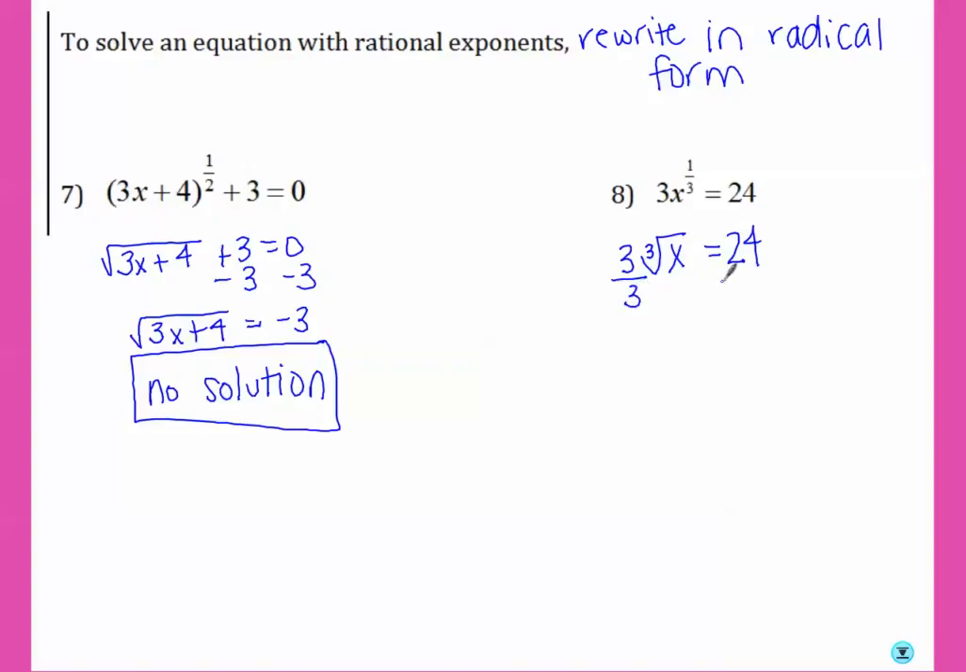We're going to divide both sides by 3 to get rid of the 3 in front. Cube root of x equals 8. And then to undo our cube root, we're going to cube both sides, and we get that x equals 512.